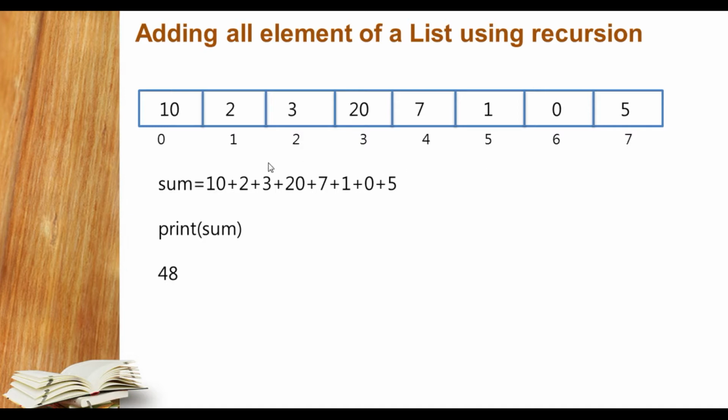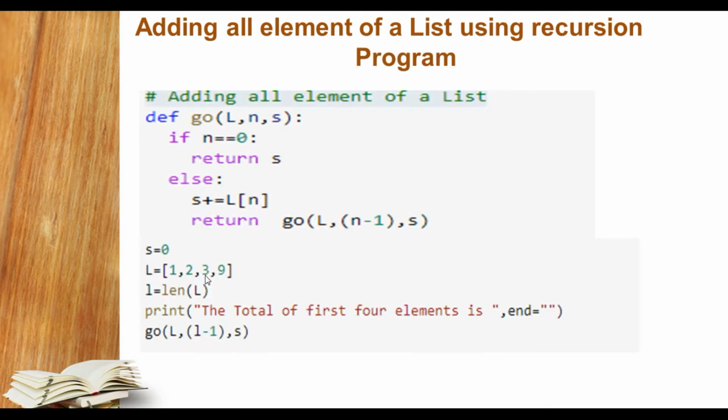Okay, so how will we total that? To do the total we need to just get the element at the correct index position. Every element, that is 10 plus 2 plus 3 plus 20 plus 7 plus 1 plus 0 plus 5, whatever the total comes out as, the sum, it will print the answer. So let us understand its program, students.